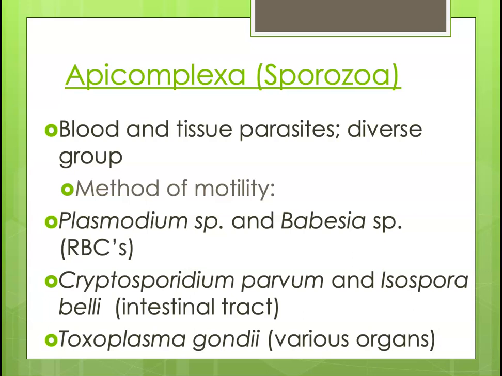So these are the ones we will cover: the Plasmodium species, Babesia species, and both of these groups live in RBCs. Then we will cover two that inhabit the intestinal tract: Cryptosporidium parvum and Isospora belli, and then Toxoplasma gondii can inhabit various organs.